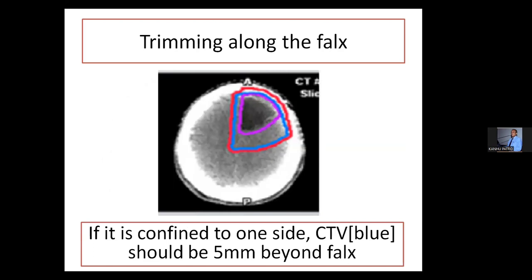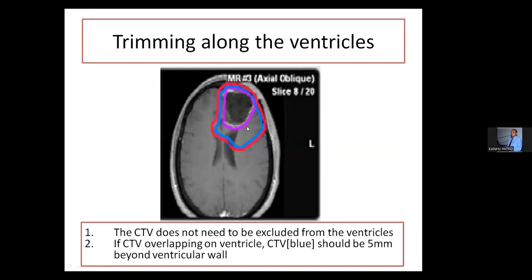If your lesion is confined to the plaques and attaching to the dura, you should go beyond the plaques around 5 mm opposite to the brain. If the lesion is around the ventricle, you should include 0.5 mm of the ventricular area. You don't abruptly cut the CTV from the ventricle at 0 mm, at least include 0.5 mm inside the ventricle.